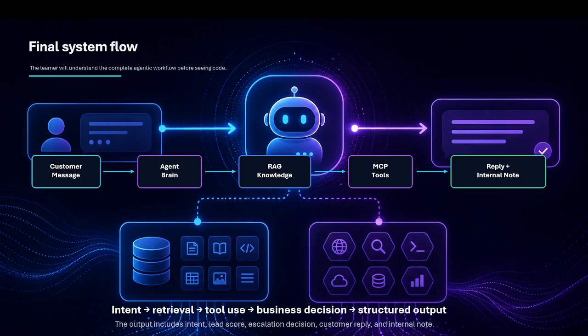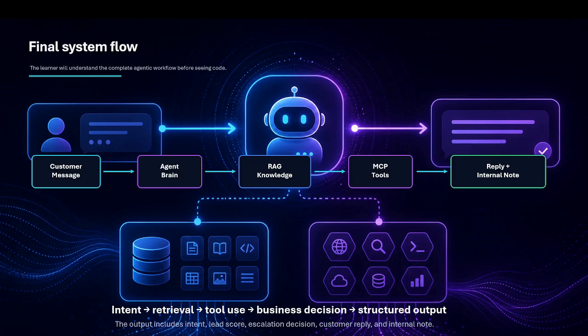Let me break down the final system in simple language. A customer sends a message. The agent first understands the intent. Is this a pricing question, a demo request, a complaint, a feature question, or something unknown? After that, the agent searches the company knowledge base. This is the RAG part. Then it uses tools. This is where MCP comes in. Finally, the agent generates a response and decides whether a human should review the case.